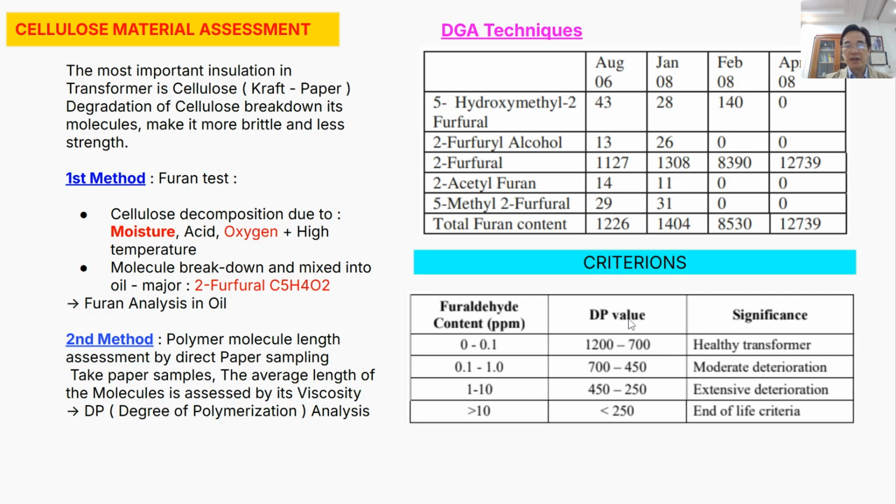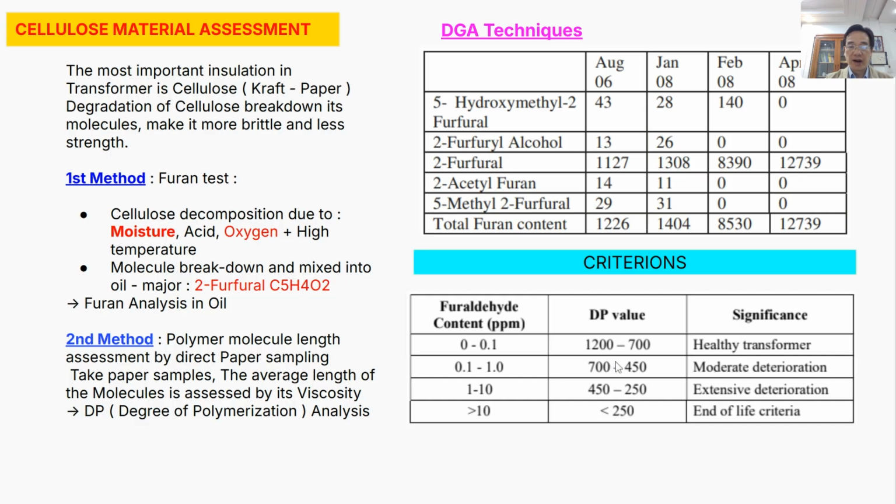The DP stands for degree of polymerization. So here we have the value from a very good one, the new transformer. Typically, we have 1,000 to 1,200. The value of DP more than 1,000 is for a good and new transformer.